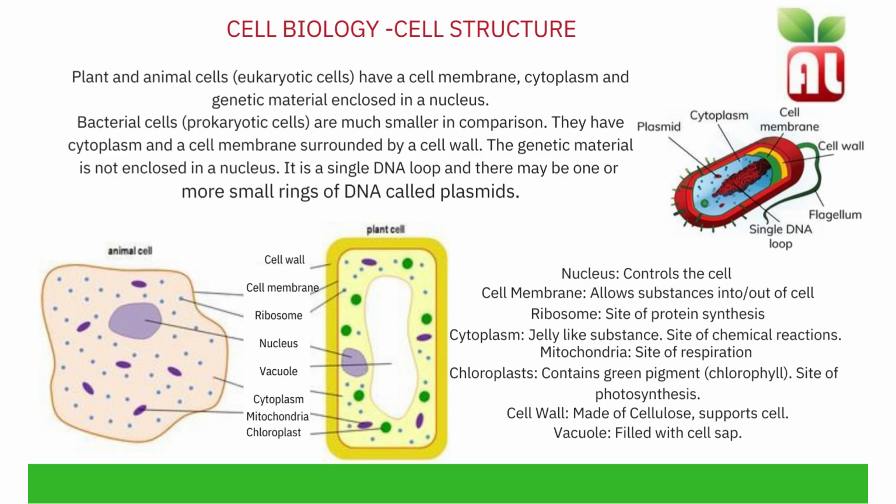The genetic material is not enclosed in a nucleus. The DNA is found as strands. There is a single loop of DNA, which is known as a plasmid.